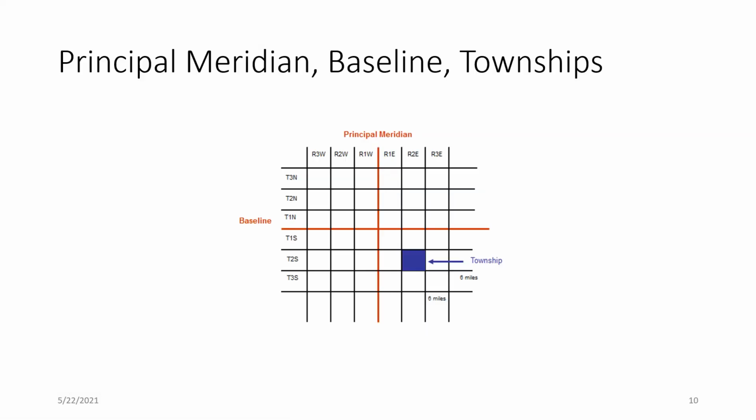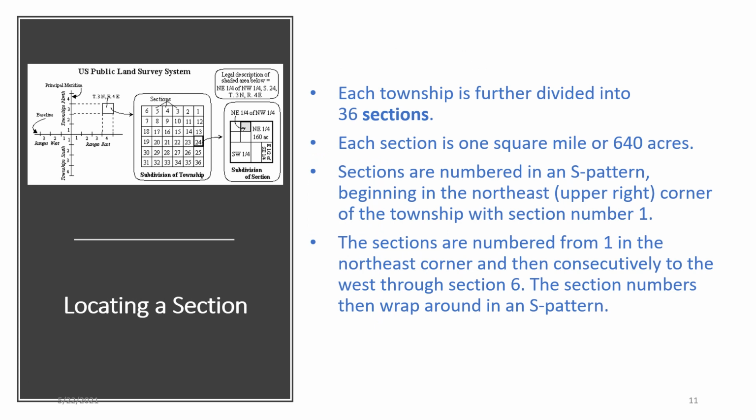Here is an example of the principal meridian, baseline, and townships. Notice on this one, they have marked out Township 2 South, Range 2 East. It's the little blue square, 6 miles by 6 miles, and it contains 36 sections. So each township has 36 sections, and each section is 1 square mile or 640 acres.